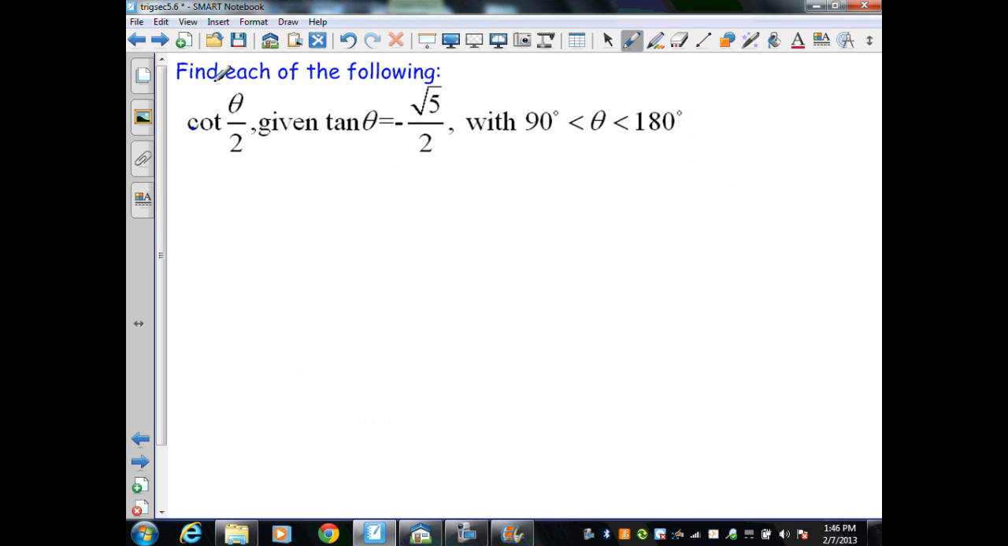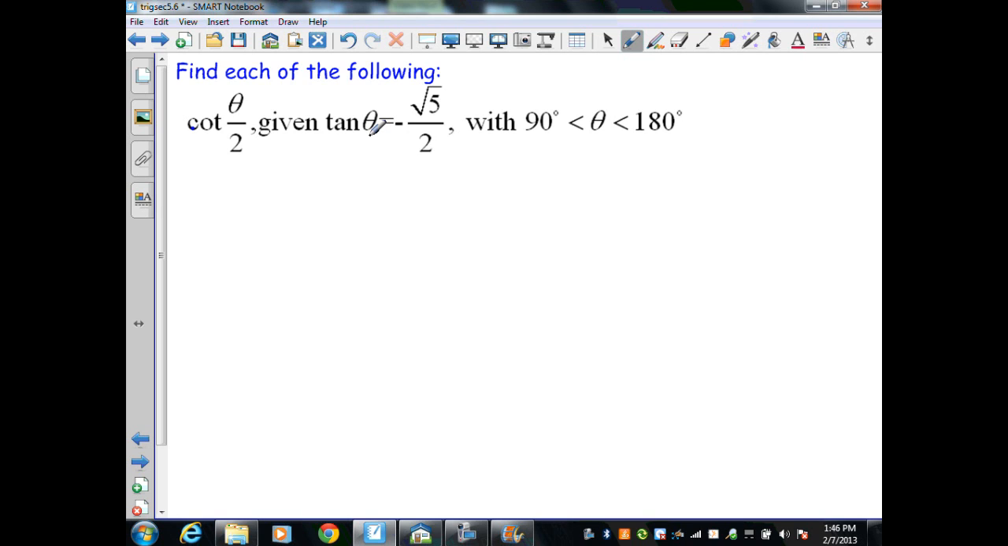Again, find each of the following. I want to find the cotangent of theta over 2, given the tangent of theta equals a negative square root of 5 over 2. And theta is between 90 and 180, and that tells me I'm in quadrant 2. I know that in quadrant 2, I'm going to be negative with tangent and cotangent. The first thing I need to do is to get our values of sine or cosine.